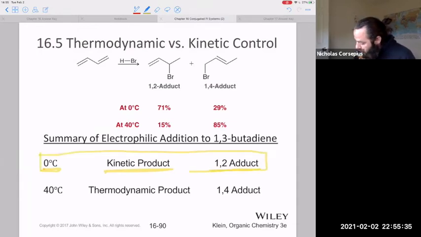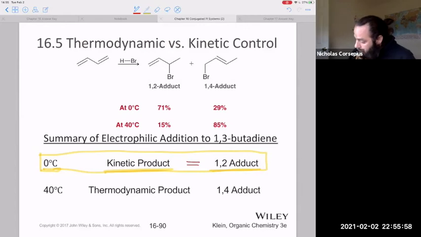This is always true for every example, right? In this particular example, it was 1,3-butadiene. This will always be true for any example, any conjugated diene. 0 degrees will always favor the kinetic product. And furthermore, the kinetic product is always the 1,2 adduct because of that proximity effect. It doesn't matter what diene you choose.